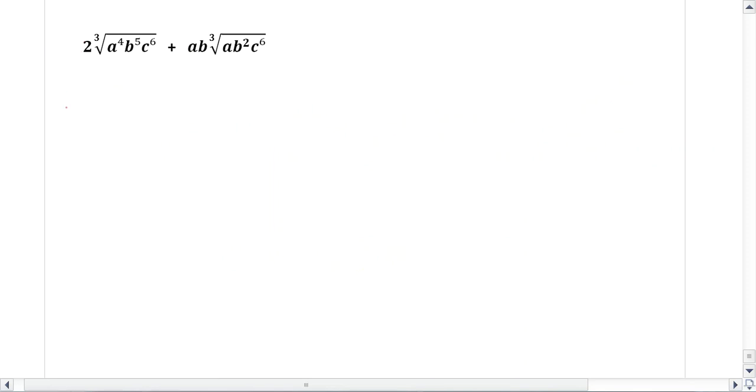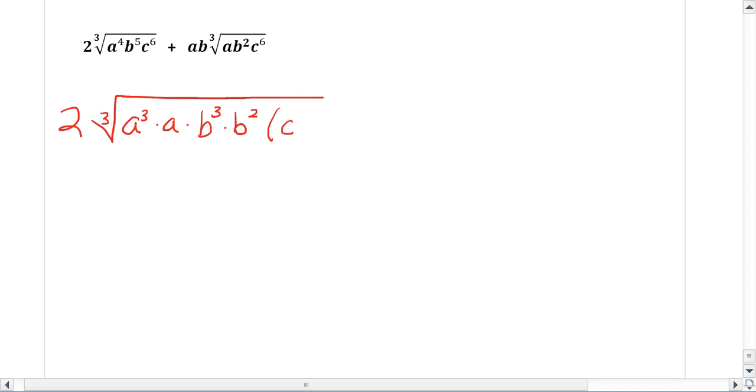So here we have a 2 out in front, and then we have this third root here. So we're obviously looking for perfect cubes. Again, I'm going to be very obvious about this. A to the 4th has a perfect cube in it of a cubed, and there is an a left over. The b to the 5th has a b cubed in it, and there's a b squared left. The c to the 6th is a perfect cube, and I can write that as c squared to the 3rd. So now underlining the perfect cubes, there's one here, here, and here.